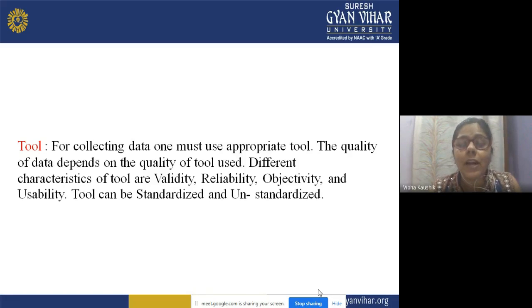A tool can be standardized or unstandardized. Now, what is standardized? A tool can be called standardized when it has validity, when it is reliable, when it has some norms and standards of scoring. If all these things are mentioned, then only we will call it a standardized tool. An unstandardized tool does not have validity, reliability, no norms are fixed, and no scoring procedure has been decided.